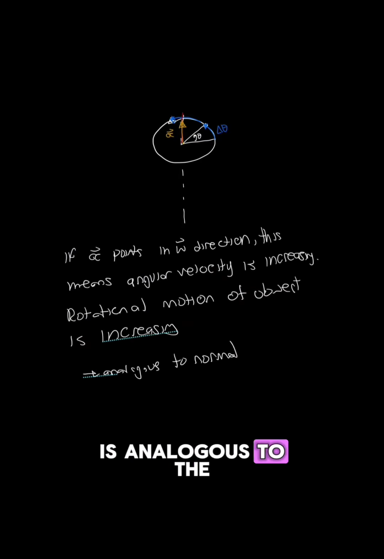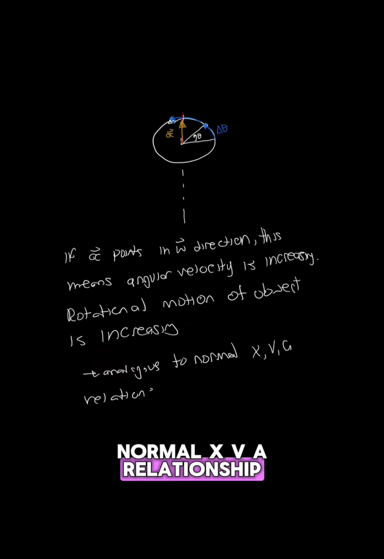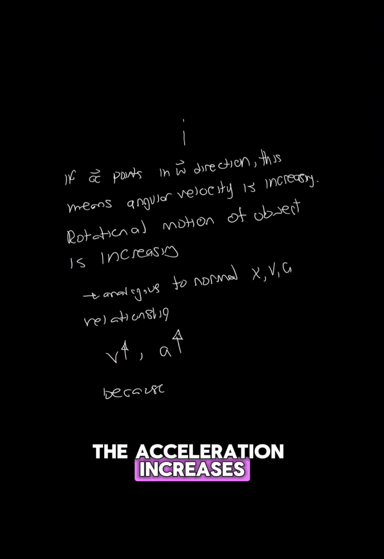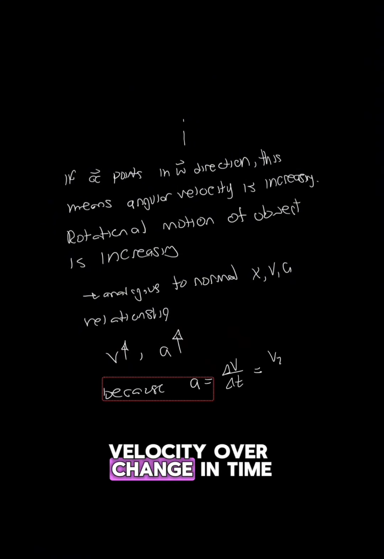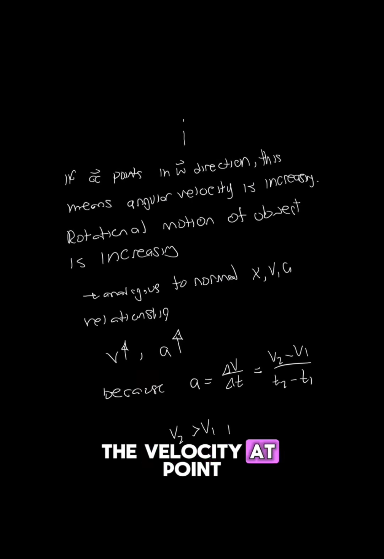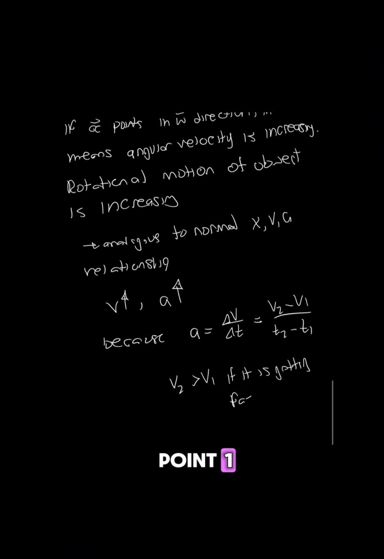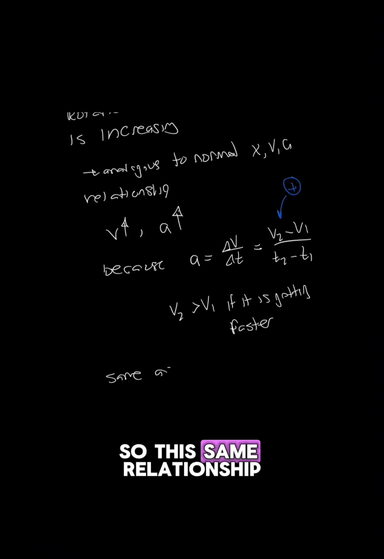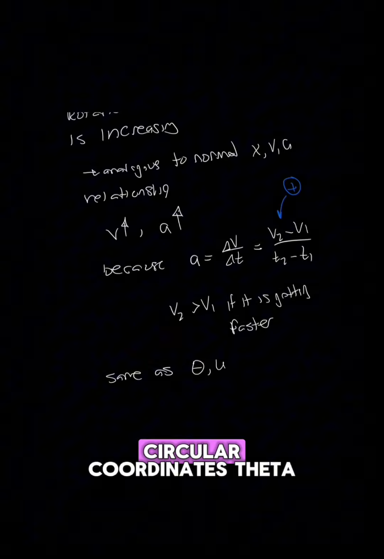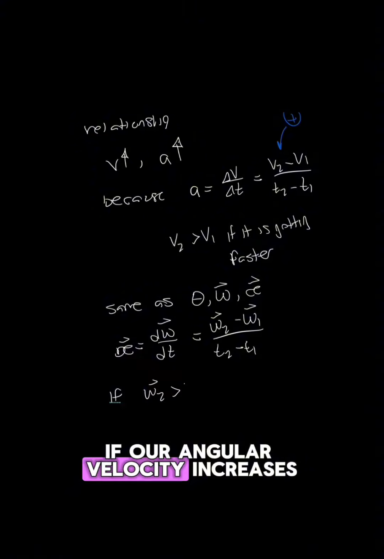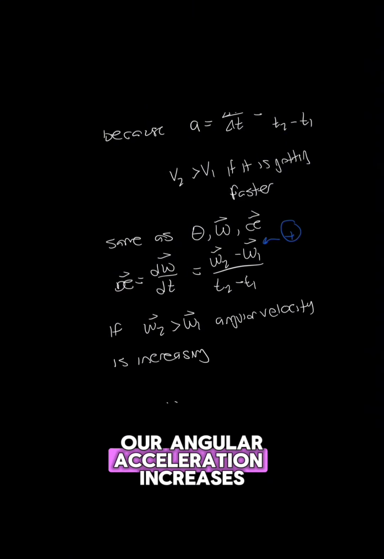And this is analogous to the normal x, v, a relationship for normal motion. When velocity increases, the acceleration is positive, because acceleration is equal to change in velocity over change in time, and it's also equal to v2 minus v1 over t2 minus t1. So when velocity increases, the velocity at point 2 is going to be faster than velocity at point 1, which means v2 minus v1 is positive, so the acceleration is positive. This same relationship is seen with our circular coordinates theta, omega, and alpha. If our angular velocity increases, this also means that our angular acceleration is positive.